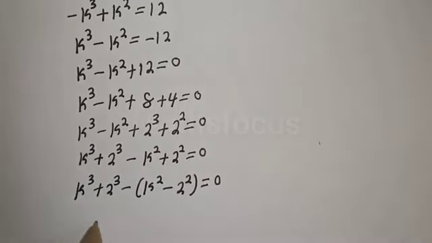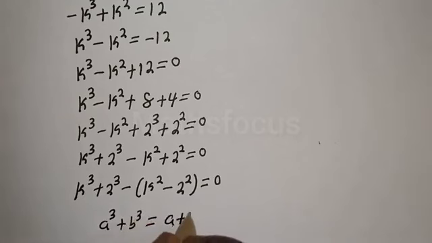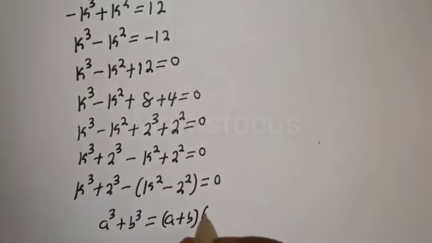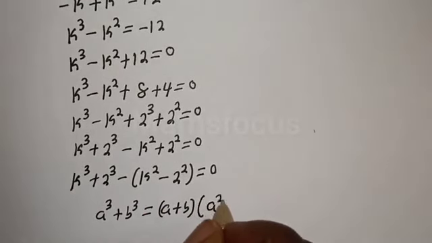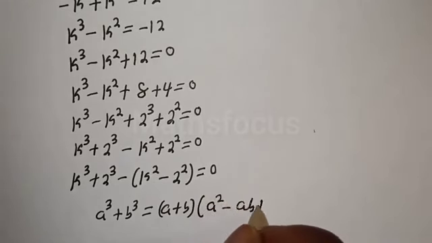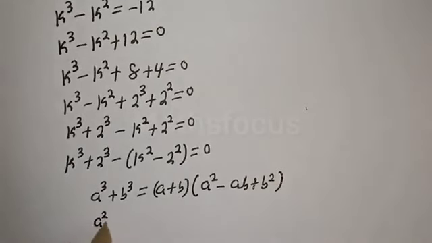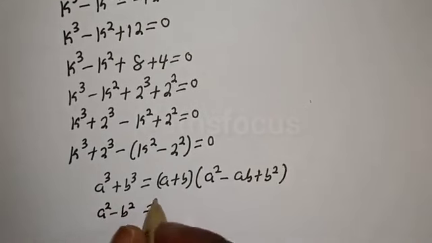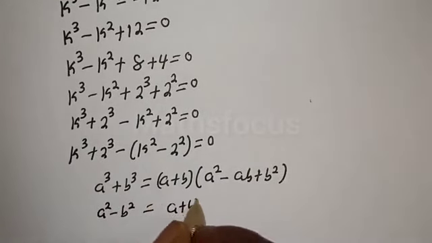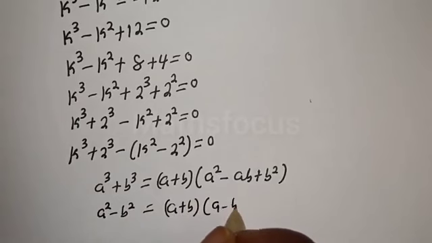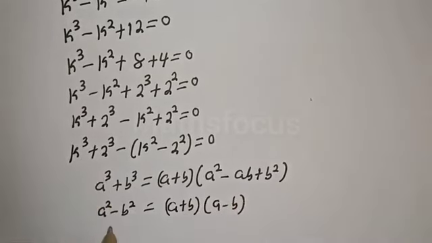If you have a raised to power 3 plus b raised to power 3, this is equal to a plus b multiplied by a squared minus ab plus b squared. Also, if you have a squared minus b squared, this is equal to a plus b multiplied by a minus b. Then for this, let's substitute.